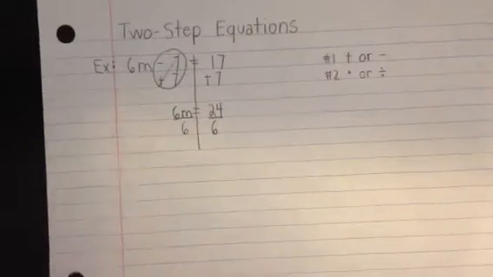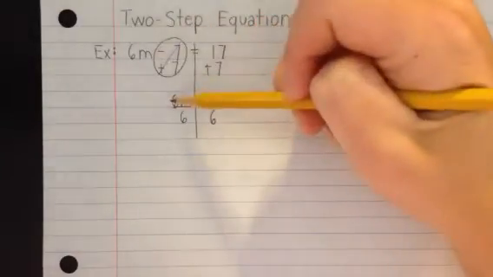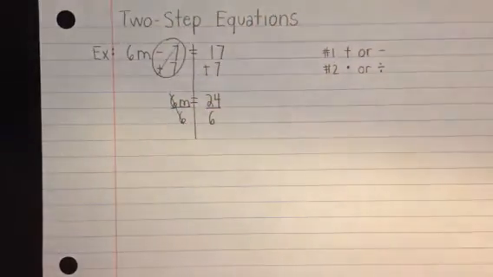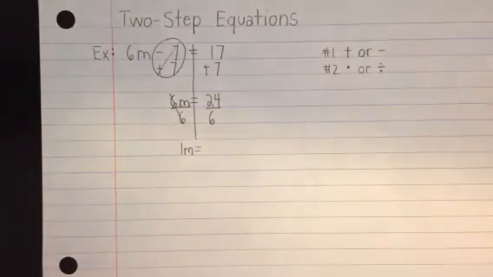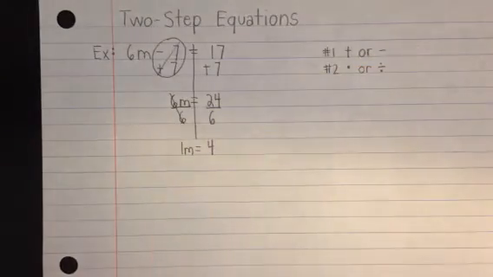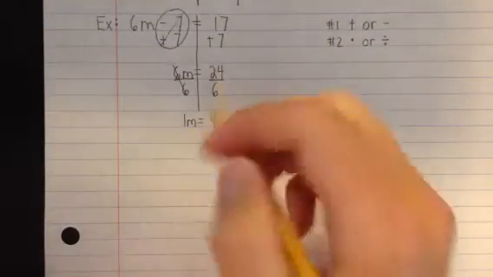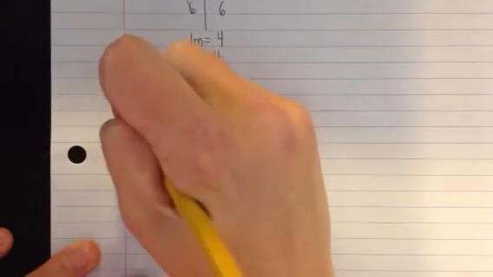The reason we do this is because anything over itself reduces to 1. So that's the same thing as saying 1m equals, and 24 divided by 6 is 4. I just want you to recall that 1m is the same thing as just m equals 4. So that's our solution. Alright, let's move on to our next example. Second example.